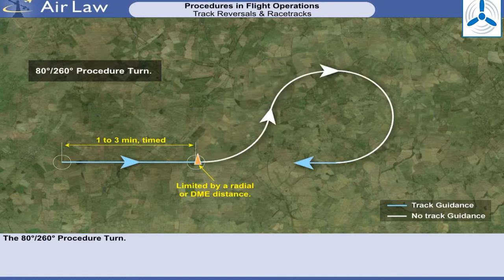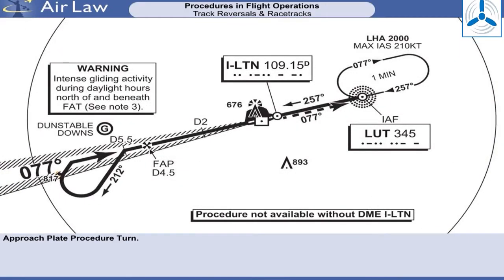The 80-degree or 260-degree procedure turn requires track guidance to a point using time or DME as a reference, where an 80-degree Rate 1 turn is made, followed immediately by an opposite direction 260-degree Rate 1 turn. In still air, the procedure should take exactly 2 minutes. A published procedure turn illustrated on an approach plate would look like this.